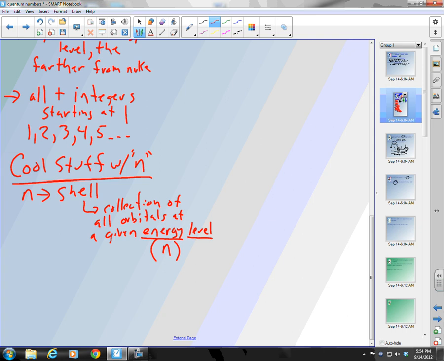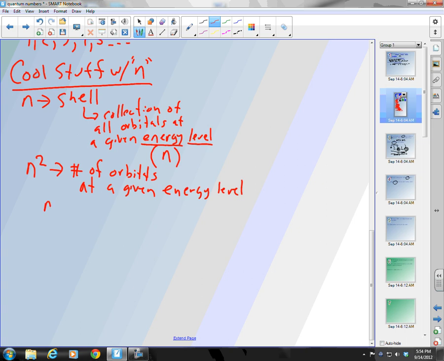Good. There's also a way that we can relate n to the number of orbitals, and that is n squared. N squared represents the number of orbitals that can exist at a given energy level. So what do I mean by that? Let's say we are at the n equals 2 energy level. How many orbitals can exist? Well, n squared. 2 squared is equal to 4. So there are 4 orbitals which can exist at the n equals 2 energy level.